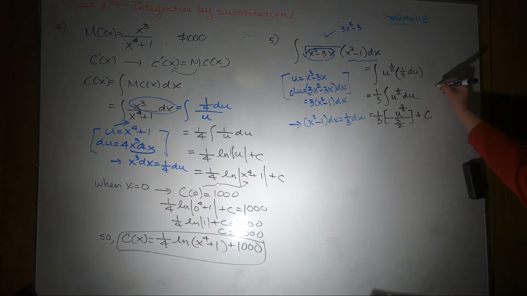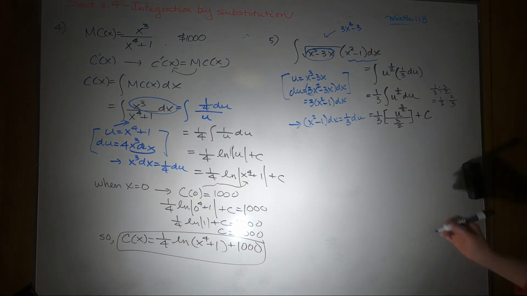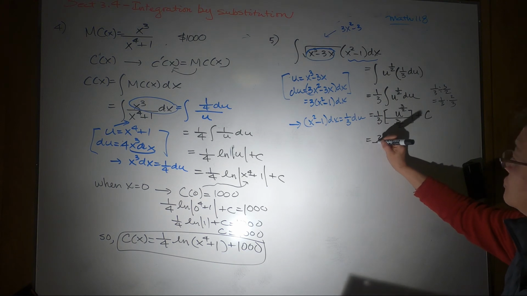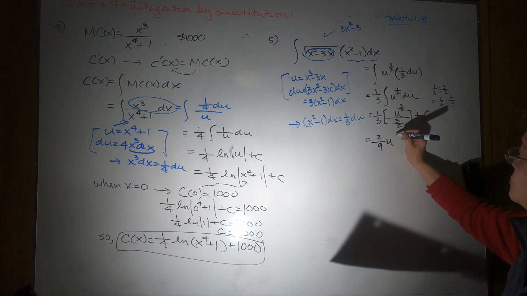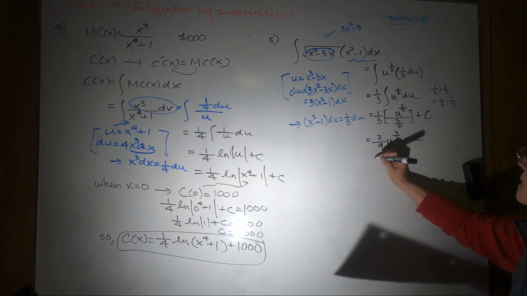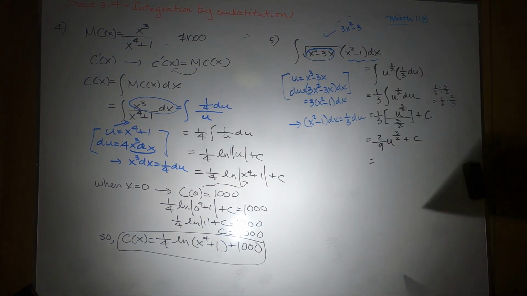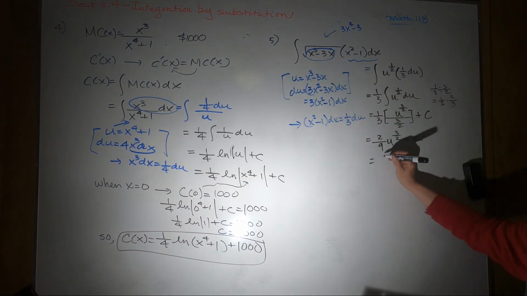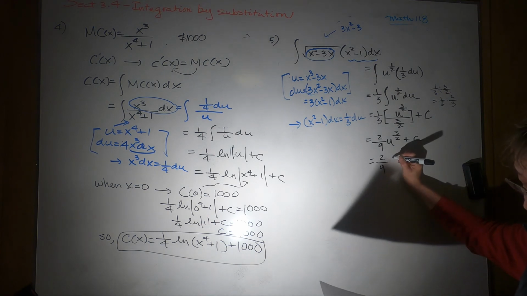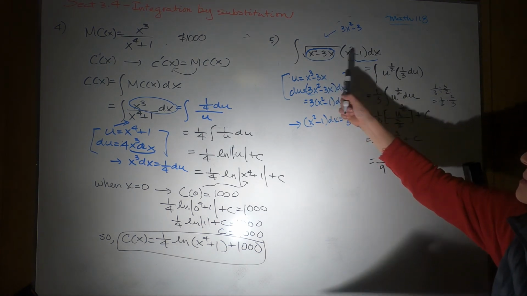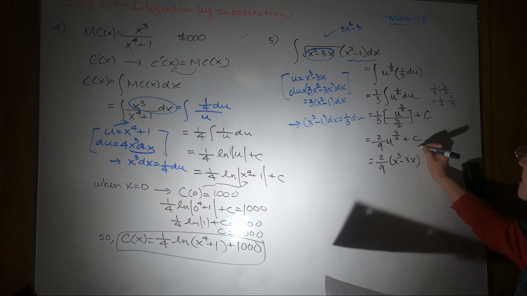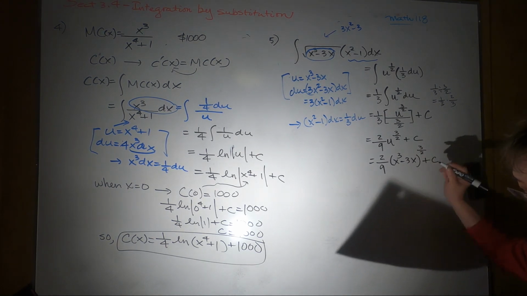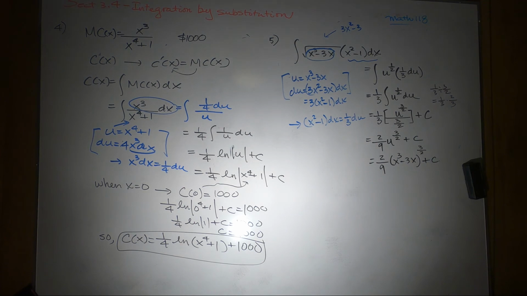So 1/3 divided by 3/2, then will be 1/3 times 2/3, right? So you will have what? 2/9 u to the 3/2 plus c. Then the final answer is for the integration for x, you have to put it back. So your u is this guy, right? So it's 2/9 then x cubed minus 3x to the 3/2 power plus c, right?